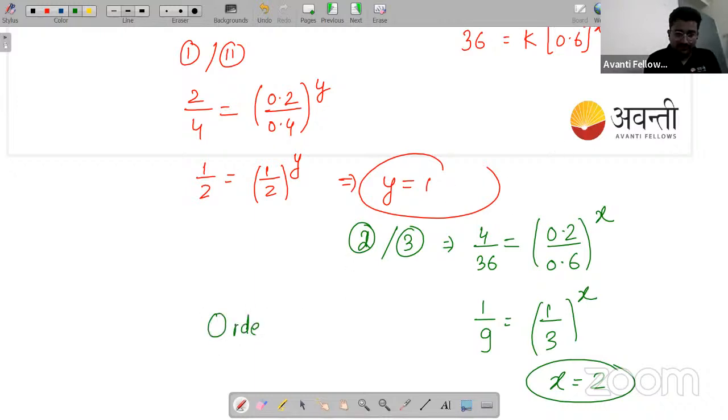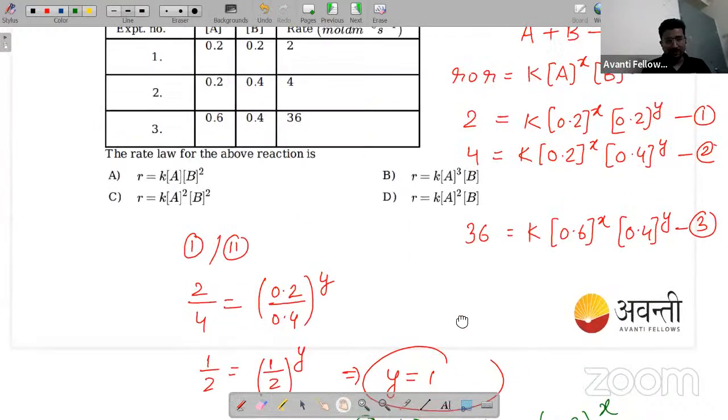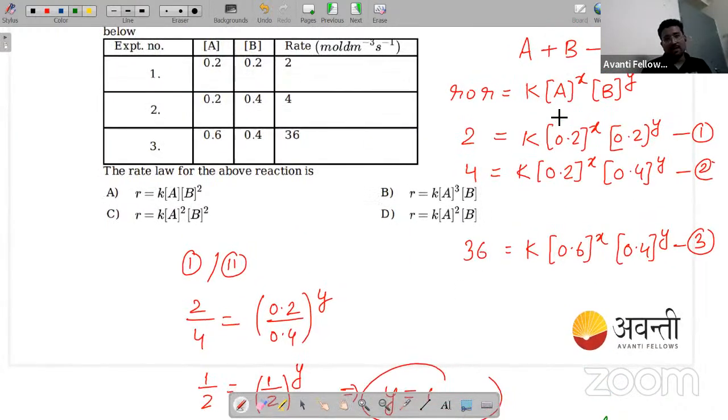Order of reaction is X plus Y, that means 2 plus 1, that is equal to 3. So the order of this reaction is 3, and X is 2 and Y is 1. Now checking the options. So just check, X is 2 and Y is 1. So our option is option number D. Here you can clearly see that R equal to K, A to the power 2 and B to the power 1. That means option number D is the correct answer.